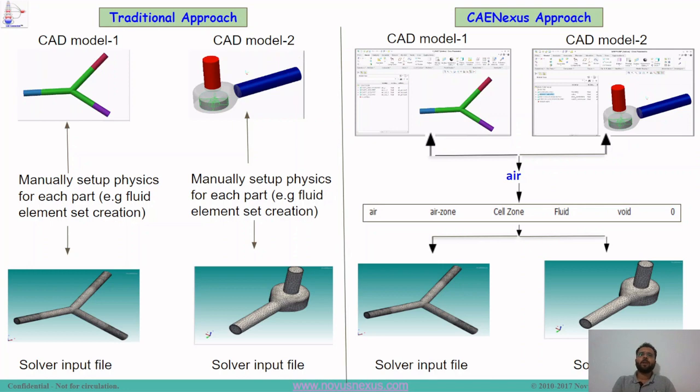So if there are n number of different CAD models having the same physics, let's say HVAC models, and there are different HVAC systems or different HVAC models available, then using abstract classes or abstract model technology, once the physics is set up and this abstract model file is set up, the user just has to tag the CAD model and use the same abstract model file to generate those n number of simulations.